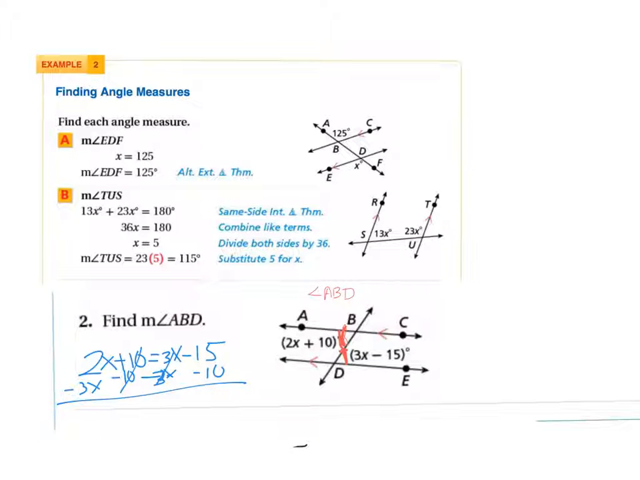And we get negative x equals negative 25, but x isn't isolated yet. We have to divide by negative 1 on both sides or switch the sign, so we get x equals 25. And remember to plug that back into angle ABD. So angle ABD is 2x plus 10, so we plug in that 25, and we get 50 plus 10, which is 60 degrees.